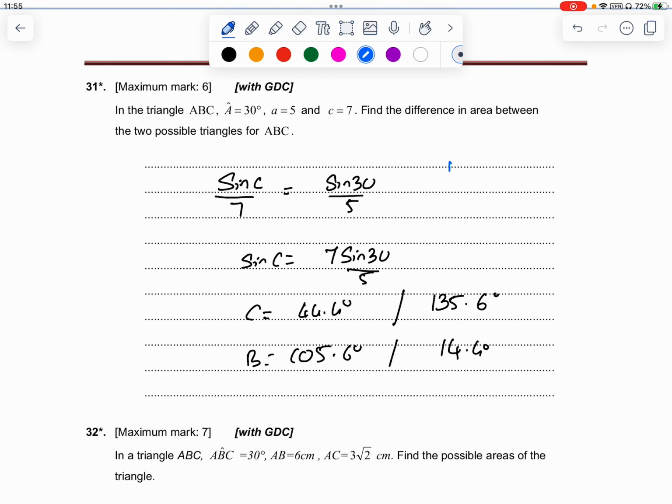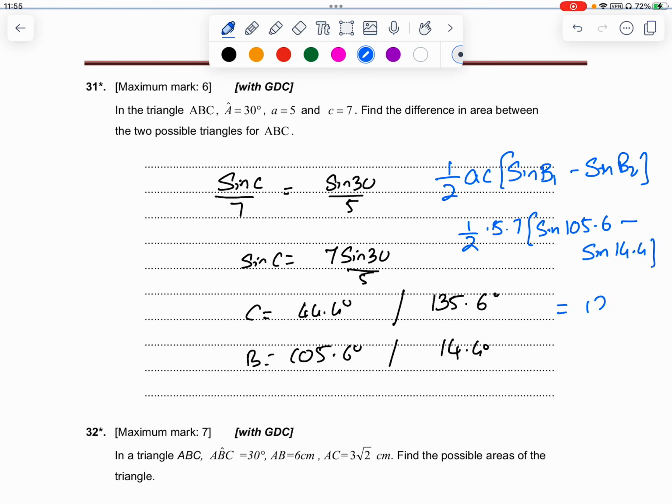So difference in the areas of the triangle: 1 upon 2 times AC of sine B1 minus sine B2. So 1 upon 2 times 5 times 7 times sine 105.6 minus sine 14.4. Simplify that, 12.5 centimeters square.